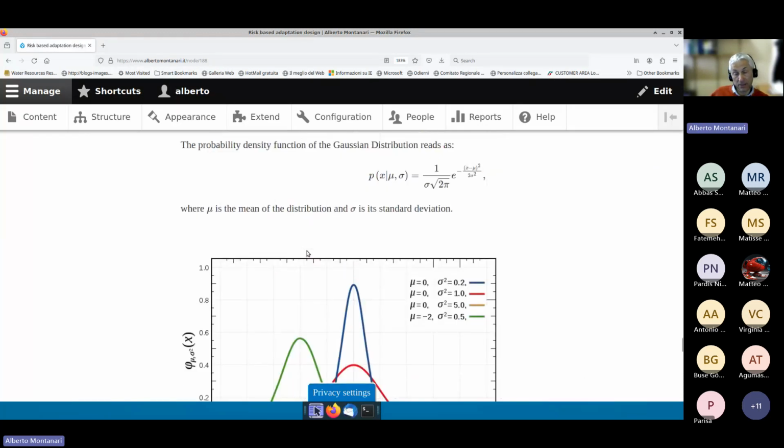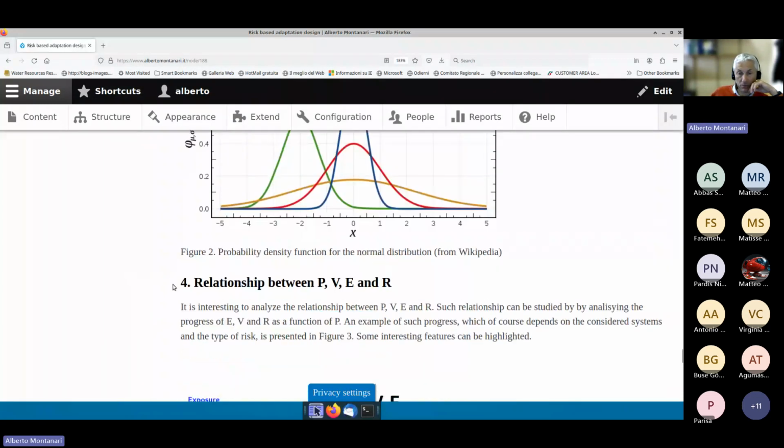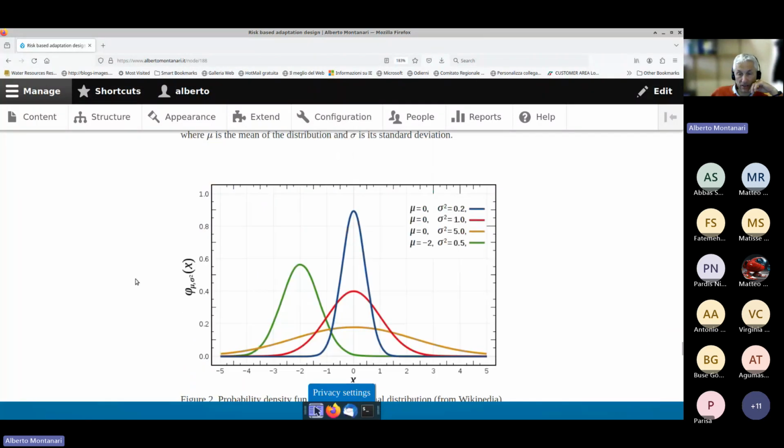There are other distributions that can be used, the log-normal distribution, for instance, and the uniform distribution, which basically gives uniform probability to the whole range. Then next time we can start by talking about the relationship between P, V, and D. Anyway, I will make a reminder at the beginning of the lecture about the Gaussian distribution.